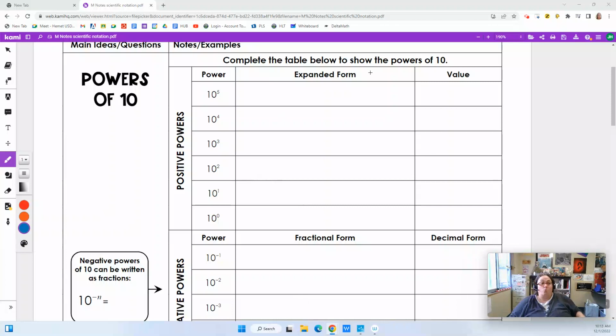So we have been dealing with powers, right? We're about to start the lesson. We have been talking recently about powers. We've talked about exponents and raising things to powers. And now we're going to be talking specifically about powers of 10.